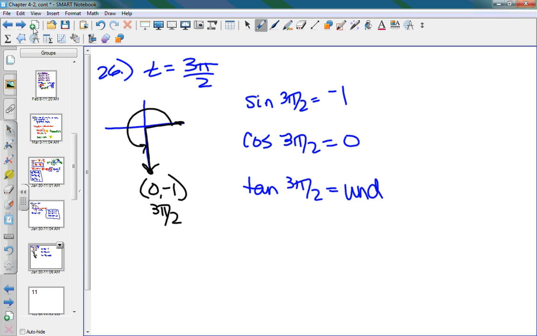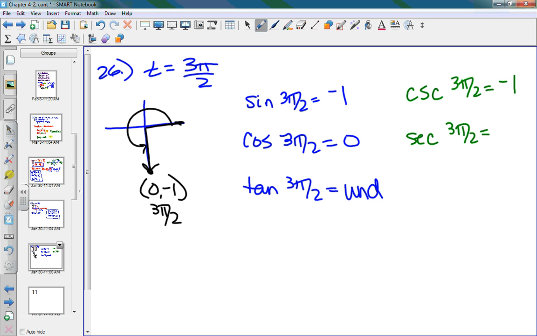Okay, so now I'm going to come over here and do I know my other 3 trig functions? Well, what's the inverse of sine? Cosecant of 3 pi over 2. Well, what's the reciprocal of negative 1? Negative 1. So negative secant.